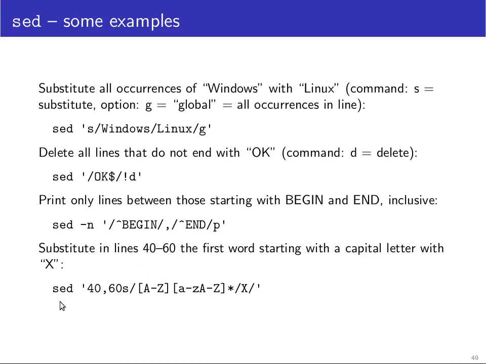And as a final arbitrary example to see a little bit what can be easily done with the substitute command here, we address the lines 40 to 60, and in there we look for words that start with an uppercase letter followed by zero or more lowercase or uppercase letters, and wherever a string like this is found, the first occurrence of the string, because we don't have the option g here, shall be replaced with the letter X.